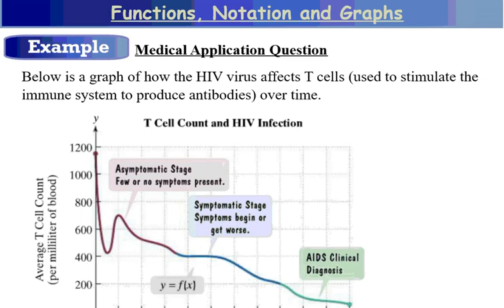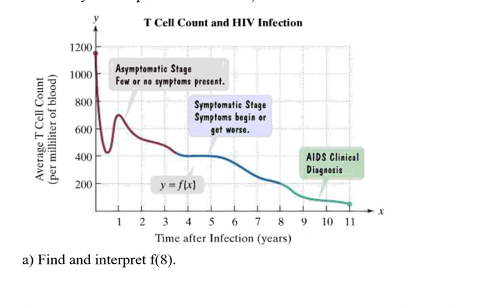Last part is just interpreting a graph using function notation that has some context. It says below is a graph of how the HIV virus affects T cells. T cells are used to stimulate the immune system to produce antibodies. So over here, if you look, the graph is time after infection has occurred, and on the y-axis, it's your T cell count. So you'll see once you've contracted the HIV virus, your T cell count tends to trend downward.